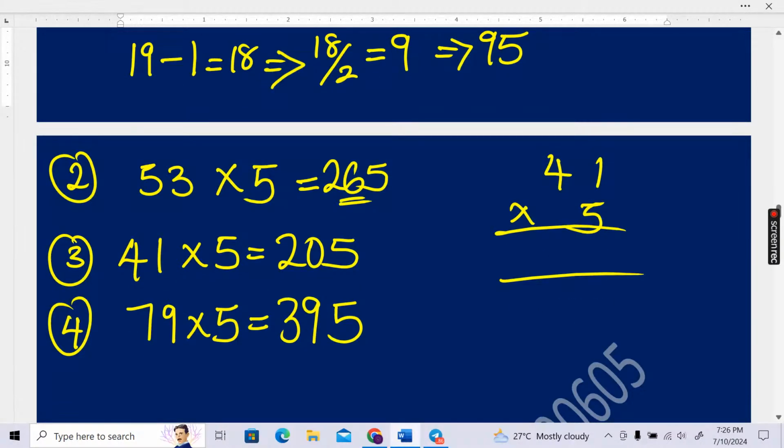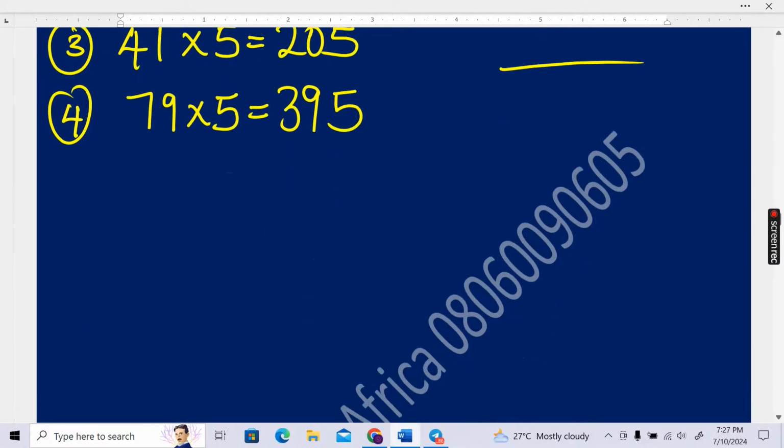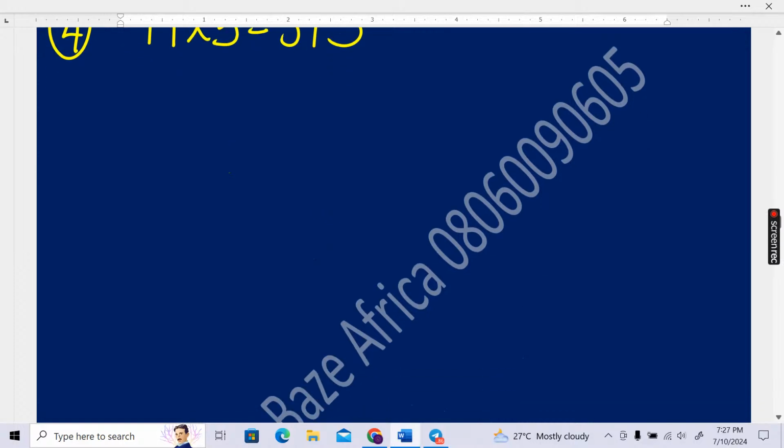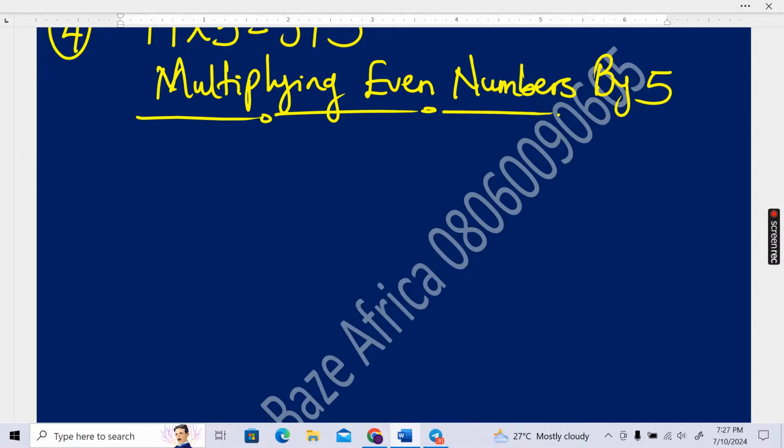So right now we are learning something new and the continuation of what we have been learning. So we'll be learning how to multiply even numbers by 5. So let's continue with that. Multiplying even numbers by 5.